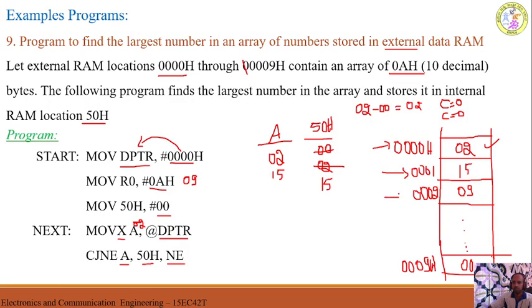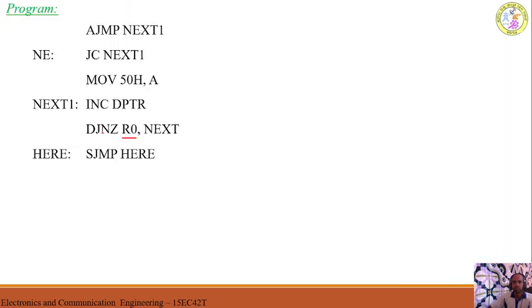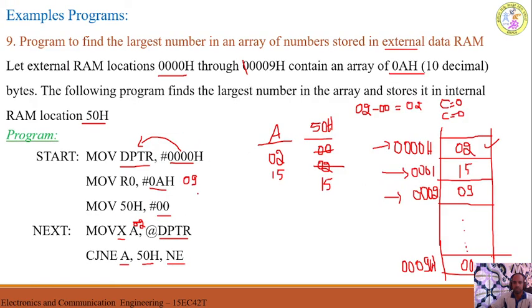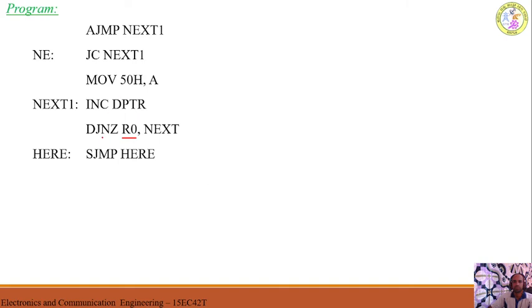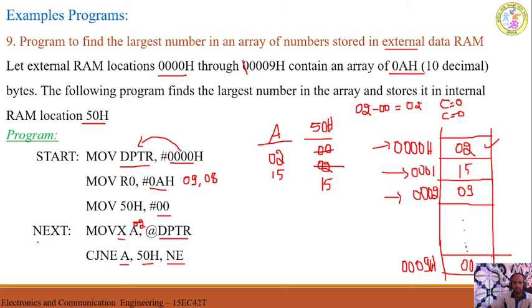Again increment DPTR. Now DPTR is pointing to this memory, and then DJNZ R0, next, decrement counter. Now counter becomes 08. 08 is not equal to 0, therefore jump to next again. Once again come here. Now MOVX A, @DPTR, take 09. Now 09 will come to the accumulator. Now accumulator content becomes 09.